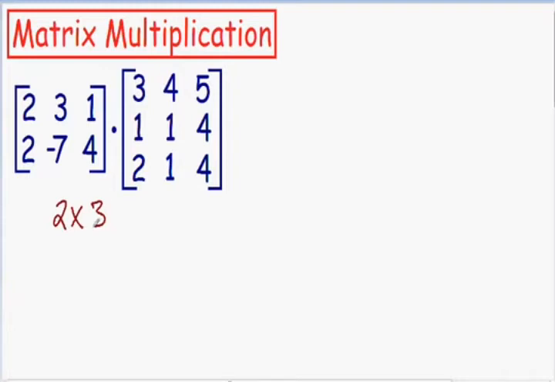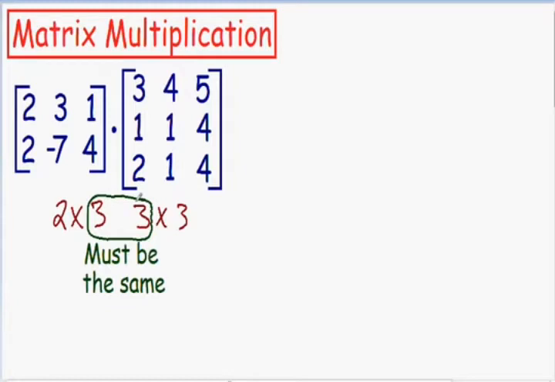And if we take a look at the second matrix we're multiplying, we have 3 rows and 3 columns. So this second matrix is a 3 by 3 matrix. In order to multiply two matrices together, the columns in the first matrix must equal the rows in the second matrix. In other words, these two inside numbers must be the same. So it's really important to check this before you multiply matrices. If these two inside numbers are not the same, you cannot multiply the two matrices.